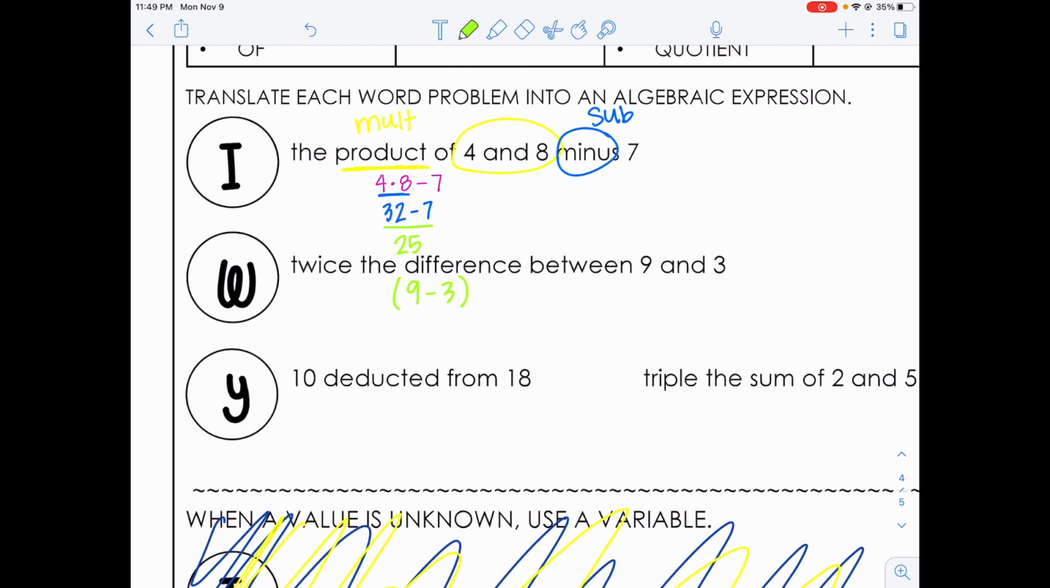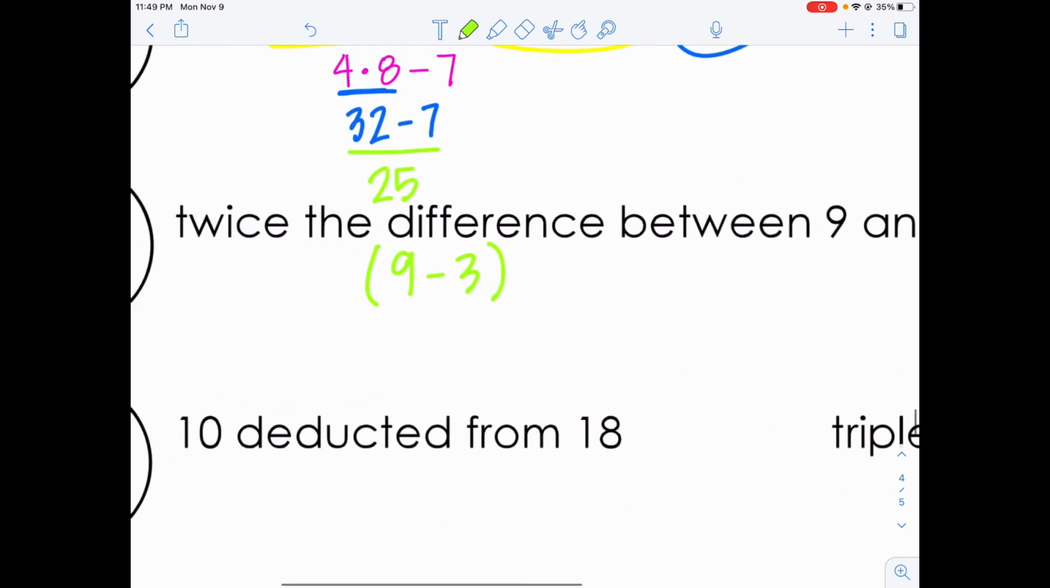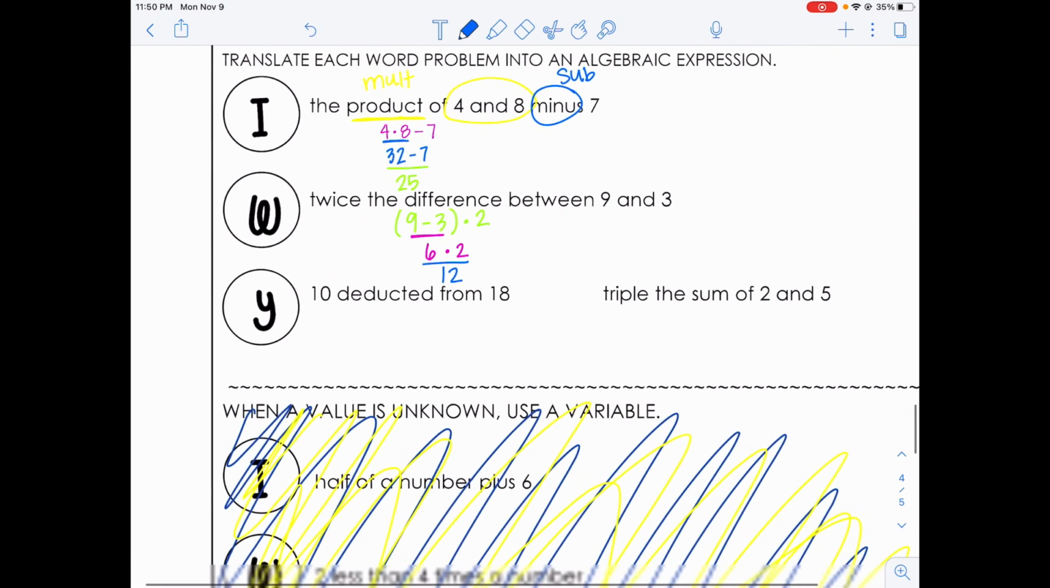And now, because I want to do twice that, twice means specifically to multiply it by 2. So I'm going to take this and I'm going to multiply it by 2. Order of operations says I have to do what's in the parentheses first. 9 minus 3 is 6. Bringing down what I have not used, 6 times 2 leaves me with 12. There are 2 more problems for you to do. Go ahead and pause the video, do each one of them. When you're finished, unpause the video and compare your answers with mine.